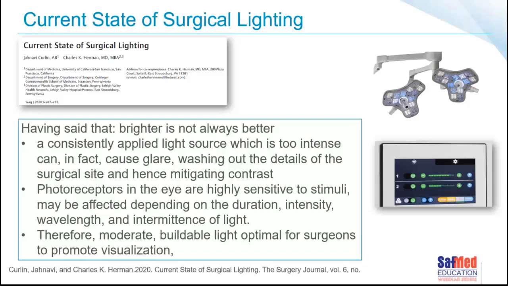The photoreceptors in our eyes are highly sensitive to stimuli, and that can be affected depending on the duration, the intensity, the wavelength, and the intermittence of the light that we're dealing with.